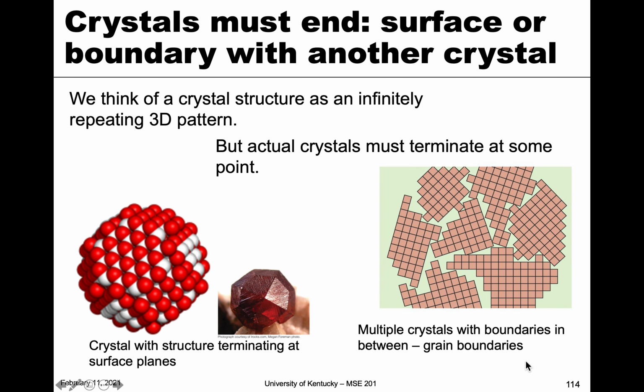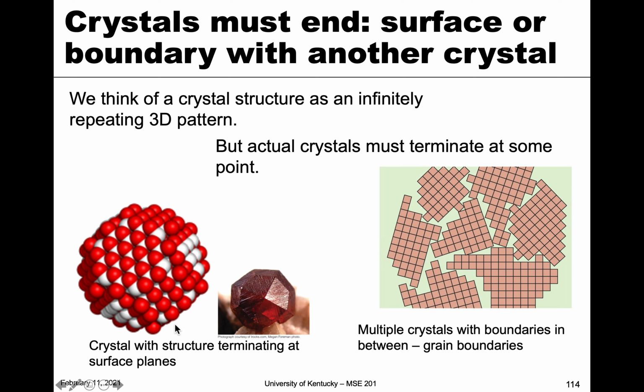So when we talk about a unit cell and we talk about a crystal structure, we think of those as these infinitely repeating three-dimensional structures. So this is all hypothetical, though. In real life, an actual crystal is going to have to end at some point, right? And so instead of it going off into infinitum, we're going to have it terminate at some point. And so now we look at where it terminates, right?